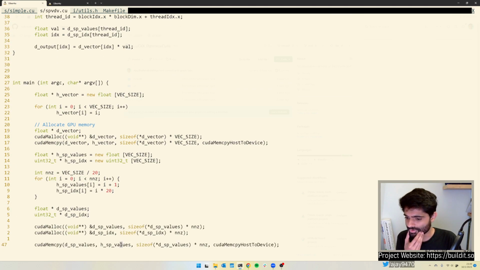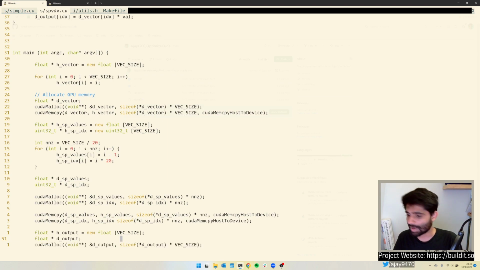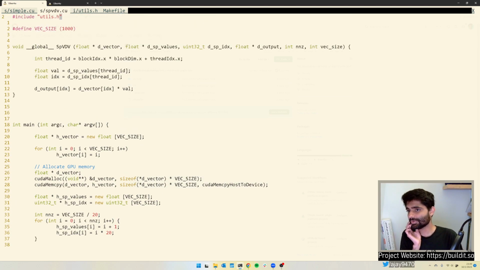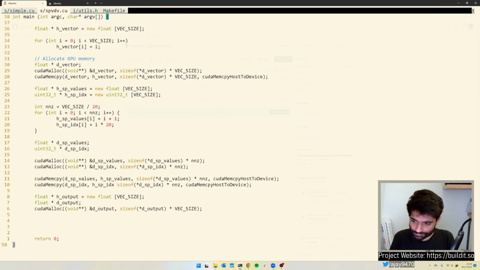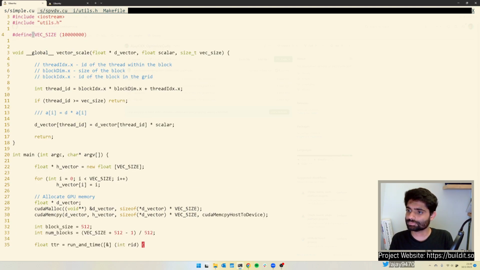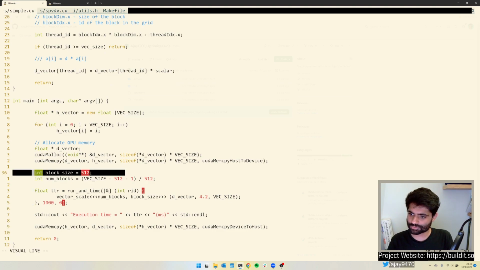We also need to launch this. How many threads do we need, by the way, this time? We don't need threads equal to vec size. We only need threads equal to the number of non-zeros because we are mapping one thread to one non-zero in the sparse vector. So the easy way to do the same computation as before, I'm going to compute the number of blocks.